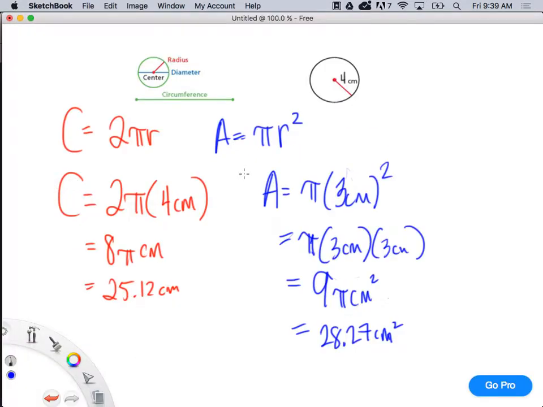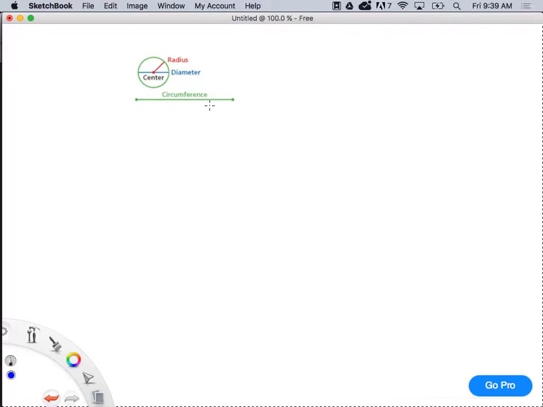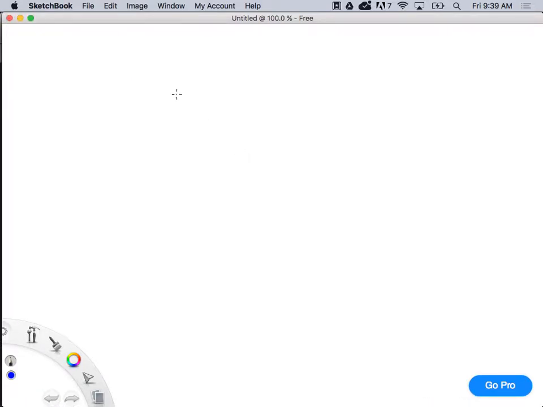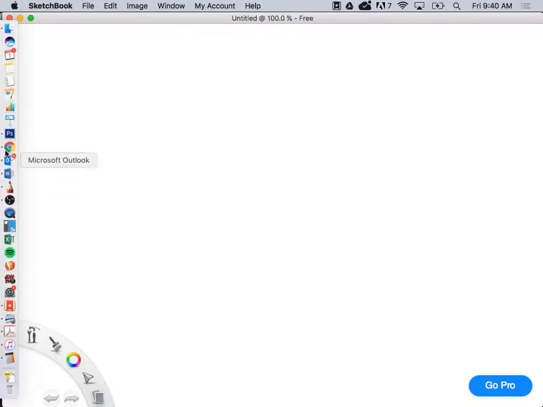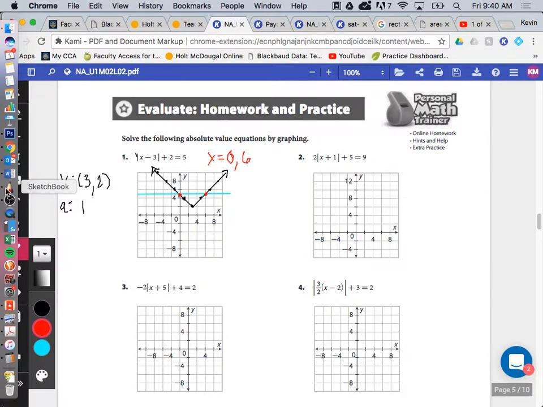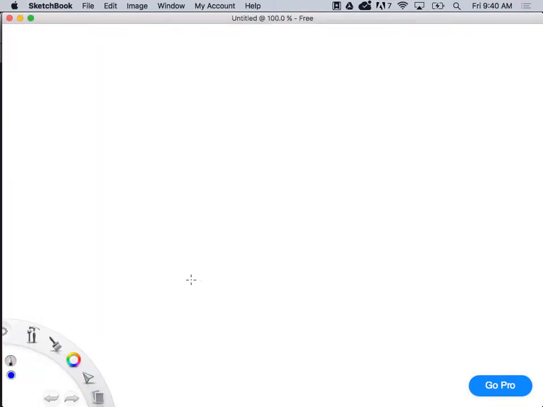Now, I'm going to go offline a little bit here because I want to show you before I just march through the book way. Okay? Let's say I have that same function, okay? The absolute value of x minus 3 plus 2 equals 5.